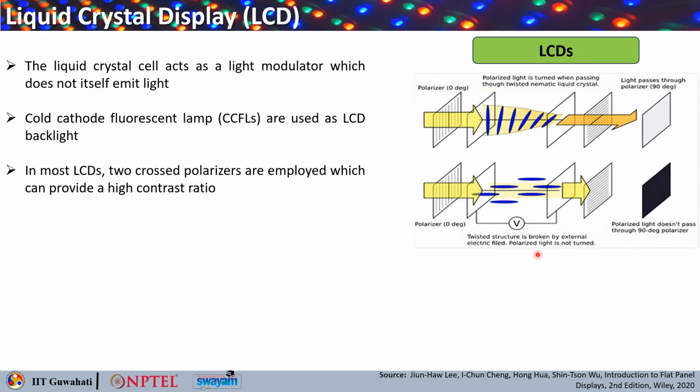Now what happens when you apply some voltage across that liquid crystal cell? This twisted structure is broken. So the polarization of the light will remain the same. So this vertical polarization comes out here as well. Now this polarizer is a horizontal polarizer, which will only allow the horizontal polarization. So what happens to this vertically polarized light? That gets blocked. So you get a complete dark. So this polarized light cannot pass through and you get a dark state.